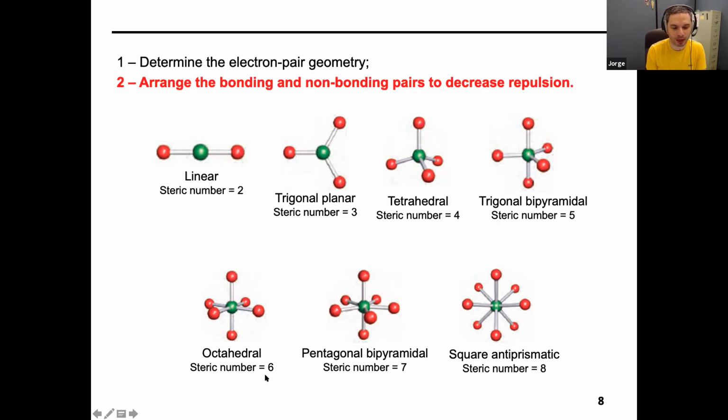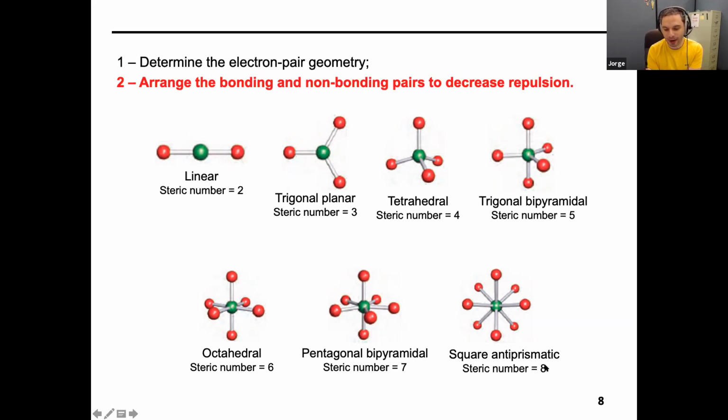When we move on to six groups around the central atom, the best way to organize six groups around a central atom to minimize repulsion is in an octahedral fashion. Okay, we have a square in the plane, one group up, one group down. Steric number 7 is not usual, but it's going to be a pentagonal bipyramidal geometry. So you have a pentagon on the plane, and then one group up, one group down.